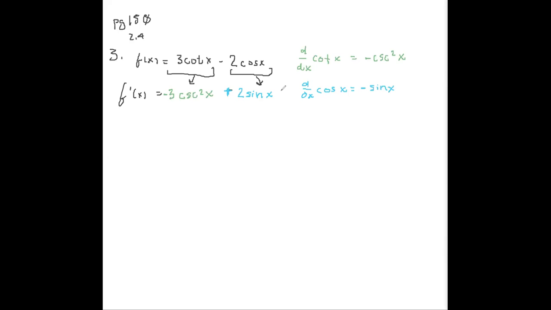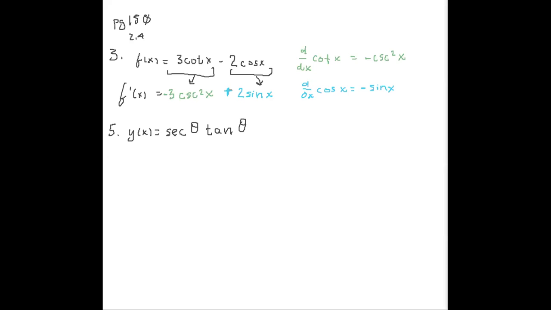Let's next do problem 5. Here we have y is equal to secant theta tan theta. And we need to take this derivative. What pieces of information do we need? First of all, let's identify what our strategy is. How can we take this derivative?